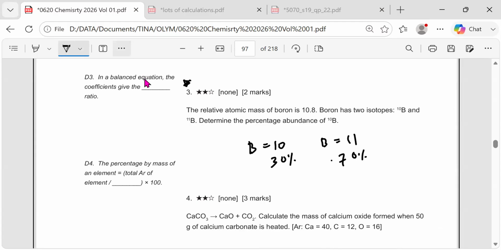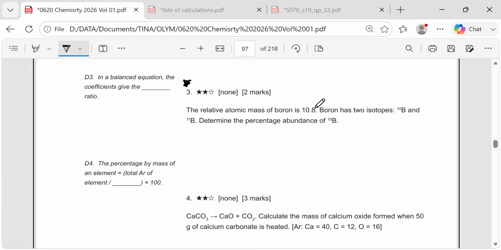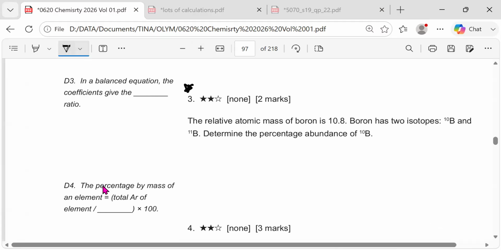Now, this question is telling us that when you add boron 11 and boron 10 together, your average mass, the relative mass, is 10.8. So this is just algebra. I'm looking for the percentage abundance of boron 10. So let's say boron 10 is X percent. If 10 is X percent, then how much is 11? 100 minus X.